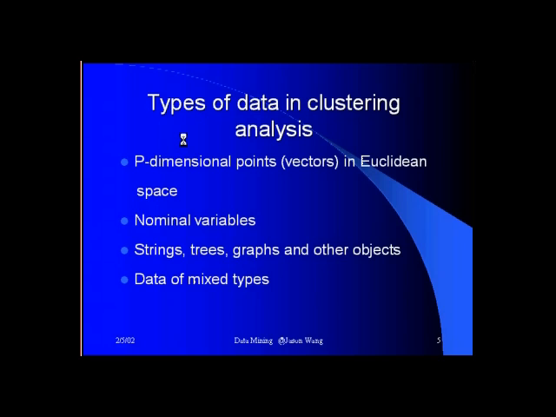Nominal variables. Nominal variables take a finite number of states as their values. For example, a nominal variable might have red, blue, yellow as its values, so 3 values for that particular nominal variable. Or another nominal variable might have the values deep, shallow. Or another nominal variable might have the values long, short, and so on. These variables take a finite number of values as their attribute values.